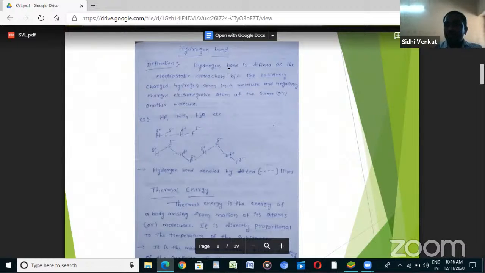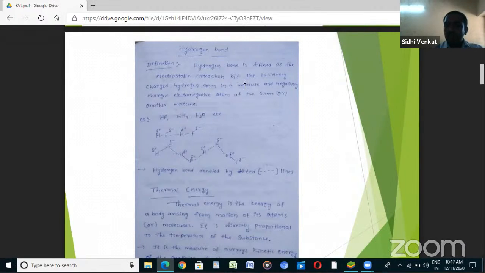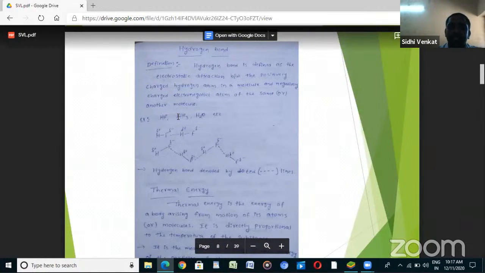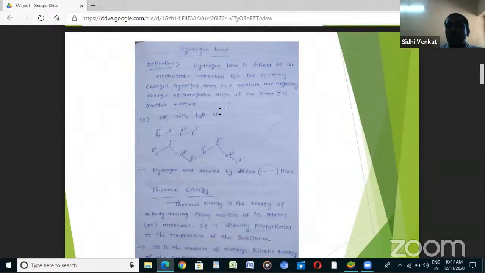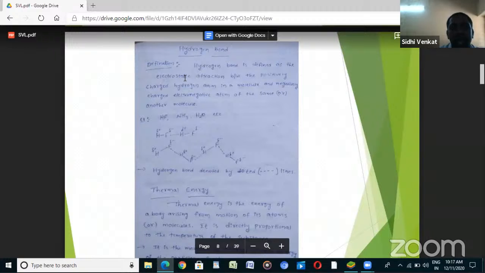Hydrogen bond may be defined as the electrostatic attraction between the positively charged hydrogen atom in a molecule and the negatively charged electronegative atom of the same or another molecule. What is meant by hydrogen bond, students? It is the electrostatic attraction between the partially positive charge of the hydrogen atom and negatively charged molecules. What are the negatively charged molecules here? HF, NH3, H2O, and so on. These are called hydrogen bonds.